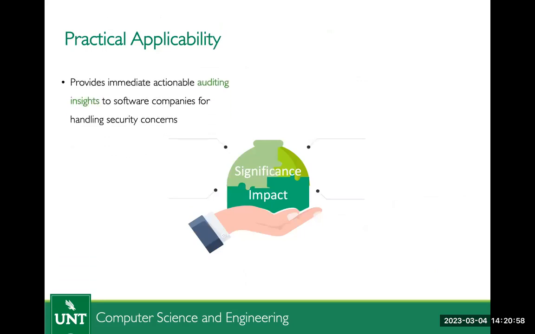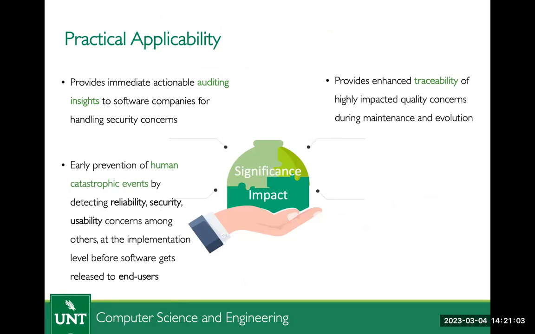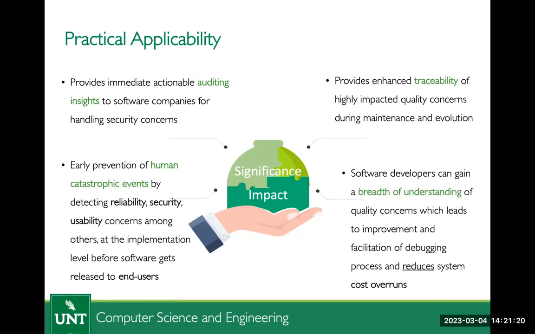To give away the practical applicability of our approach, it provides immediate actionable auditing insights to software companies for handling security concerns or even performance and reliability concerns. It provides early prevention of human catastrophic events by detecting reliability, security, and usability concerns, among others, at the implementation level. It also provides enhanced traceability of highly impacted quality concerns during maintenance and evolution. And finally, software developers can gain a breadth of understanding of quality concerns, which leads to improvement and facilitation of the debugging process, and also reduces system cost overruns for the company as a whole.